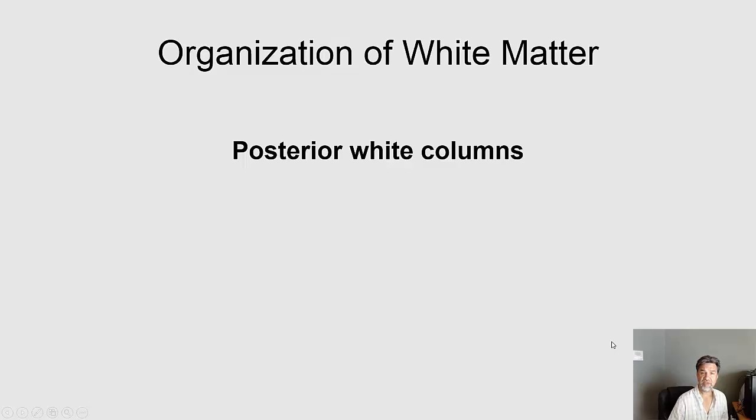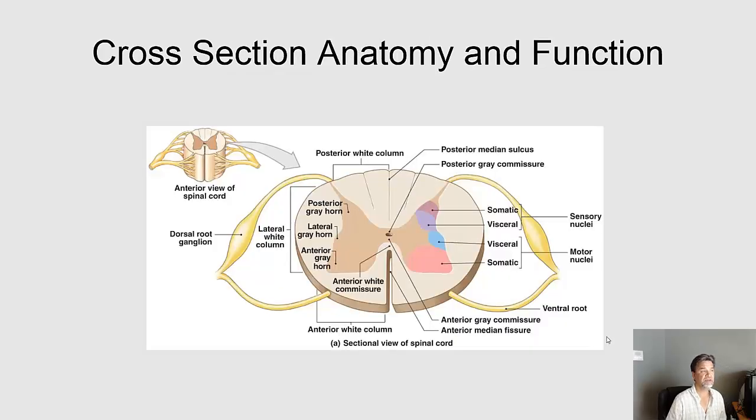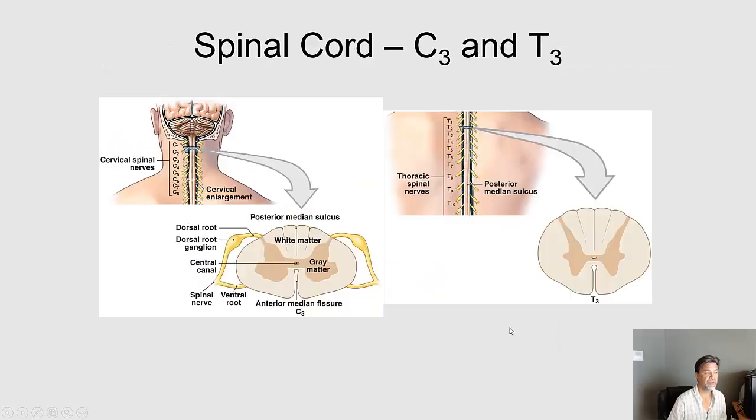Quite simply into these major columns. Within each of these three columns, we're going to see that there are specific tracts and specific information being conveyed along them, and we can separate them based on what information they're carrying from what part of the body. And so we see these posterior white columns that take up the entire posterior portion of the white matter, the lateral white columns, and the anterior white columns as well.